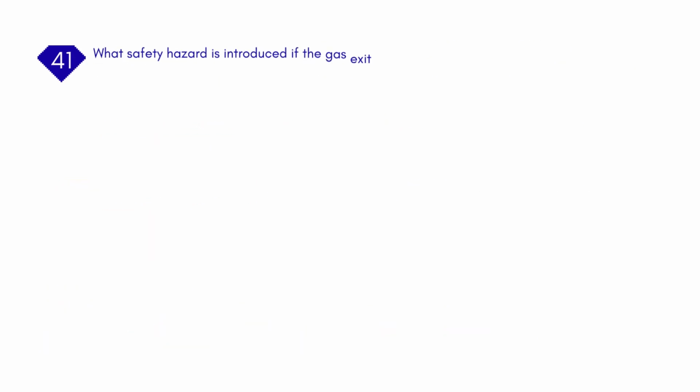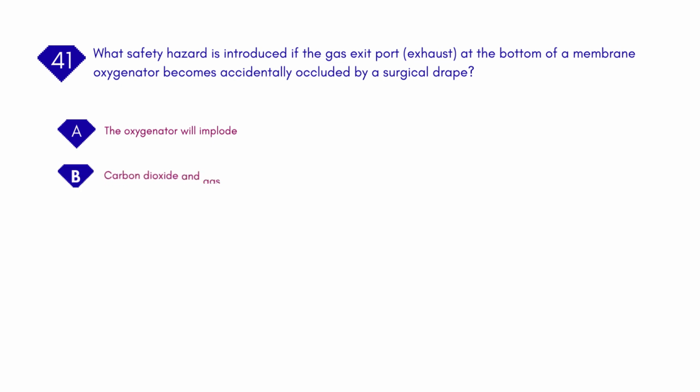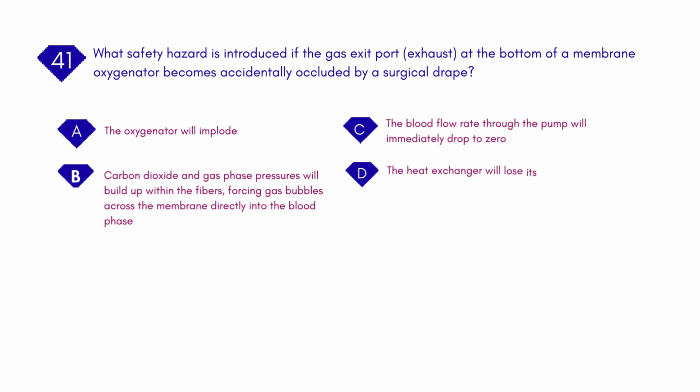What safety hazard is introduced if the gas exit port, exhaust, at the bottom of a membrane oxygenator becomes accidentally occluded by a surgical drape? A. The oxygenator will implode. B. Carbon dioxide and gas phase pressures will build up within the fibers, forcing gas bubbles across the membrane directly into the blood phase. C. The blood flow rate through the pump will immediately drop to zero. D. The heat exchanger will lose its water supply.